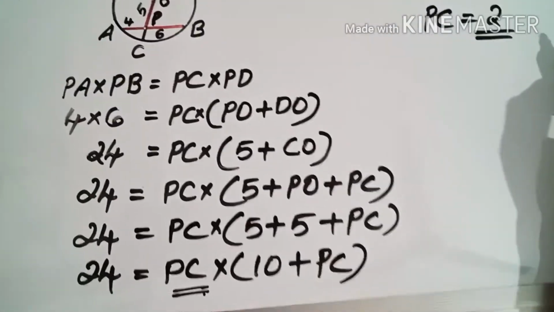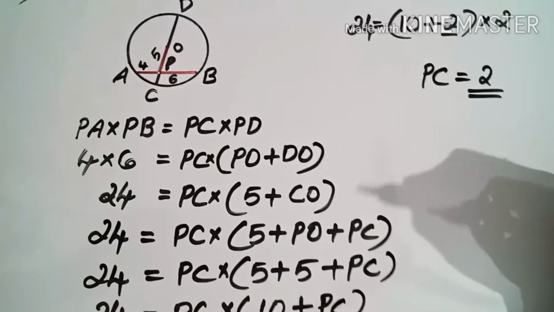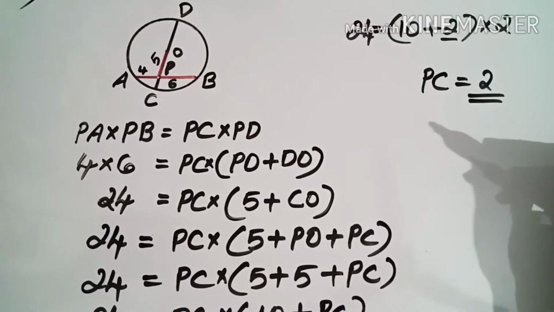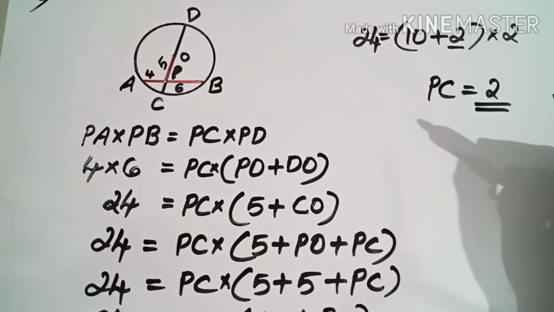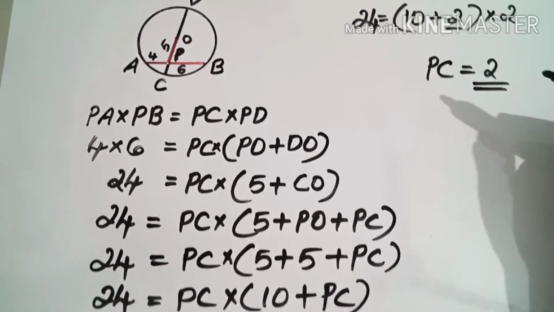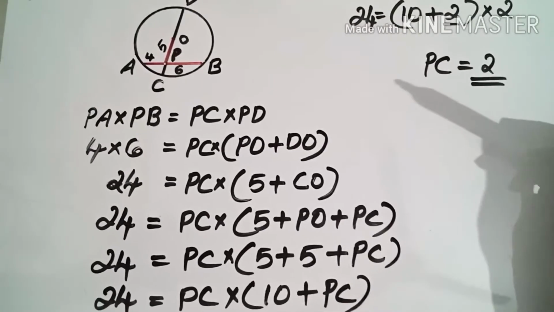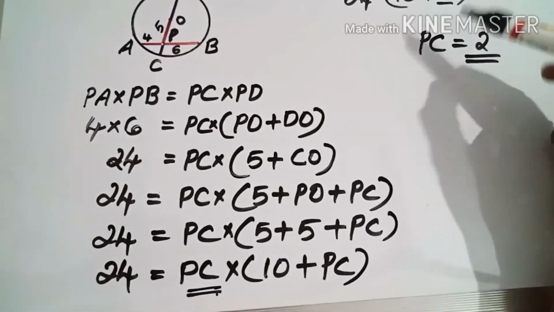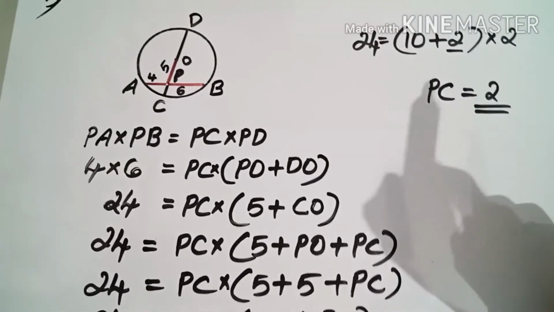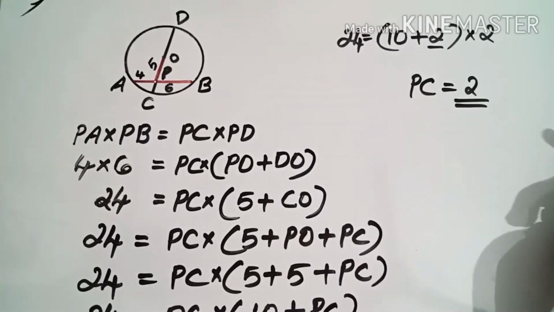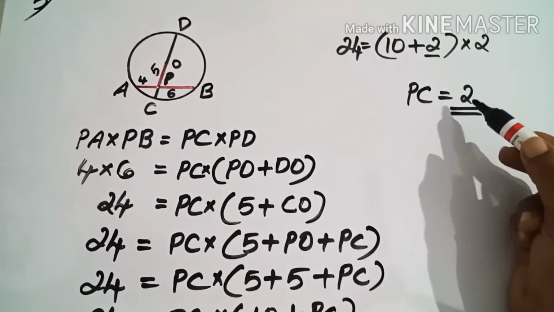A method is there, but that is in the next section. Next section means in the next chapter you will learn quadratic equations, second degree equations. In that case it will be very easy for you to solve this type of questions. Here anyway only this is an easy method to find this measurement. So PC equal to 2.